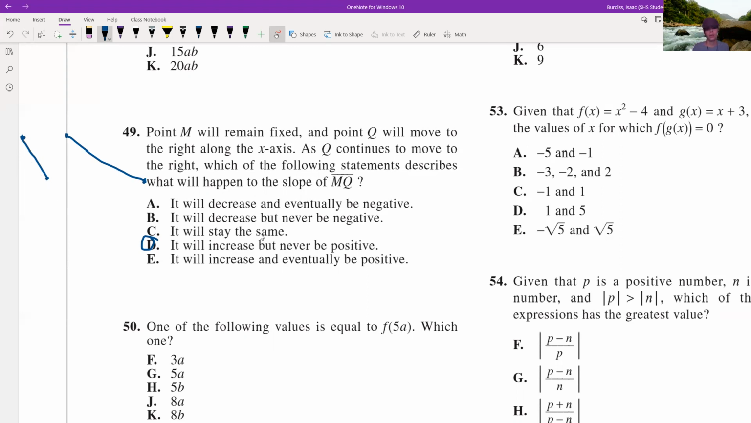It already is negative. But it will increase. That's not true. Because think about it, a slope is y over x. So if the numerator is greater, then it's going to decrease when the denominator grows. So I don't know about that one, but that's the correct answer.